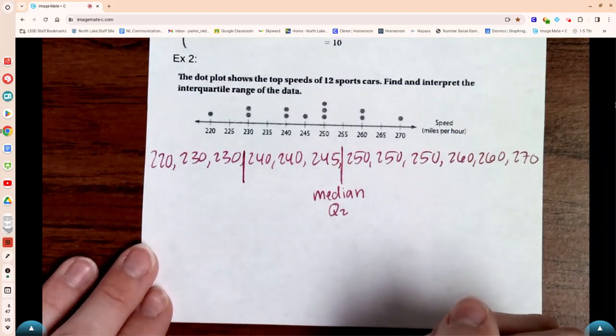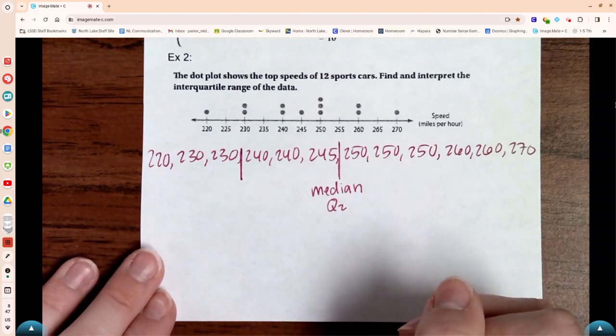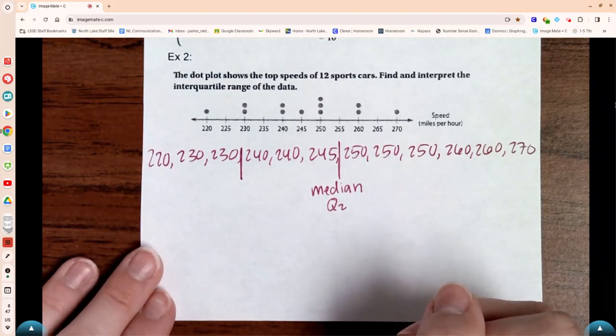How would I figure out what's in between 230 and 240? Some of you might already know, but let's say we don't know. What can I do to figure it out? Neil? I could, but what could I do mathematically if I don't know what's in between? Emma?